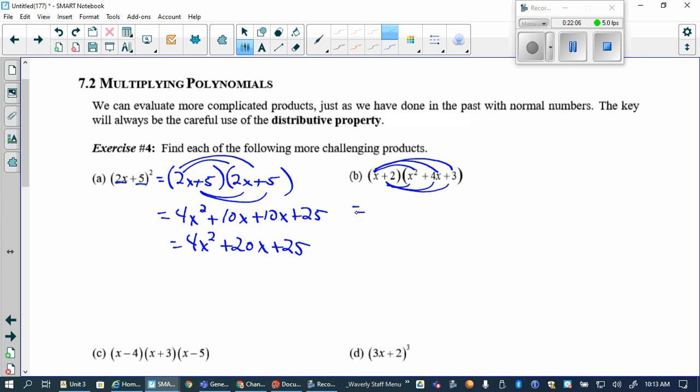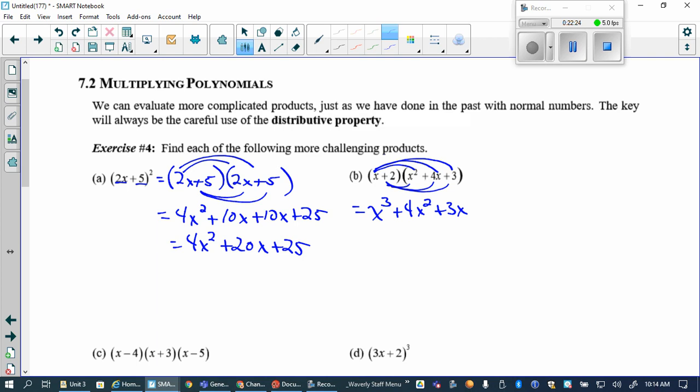X times x squared, everyone. X cubed. Keep going. Plus 4x squared plus 3x.